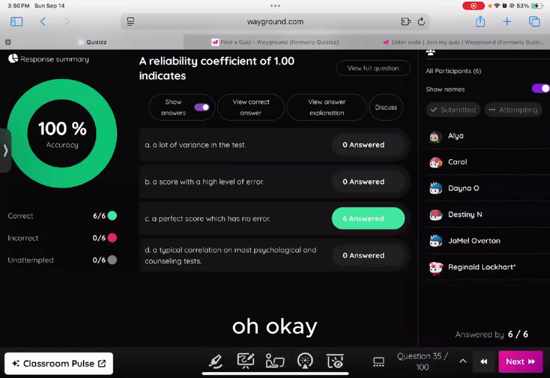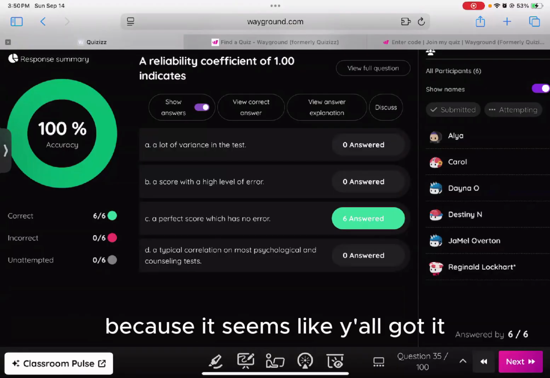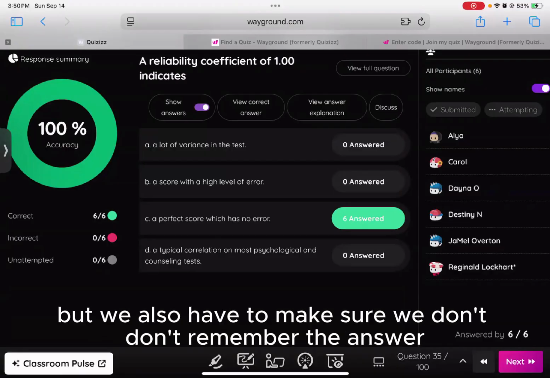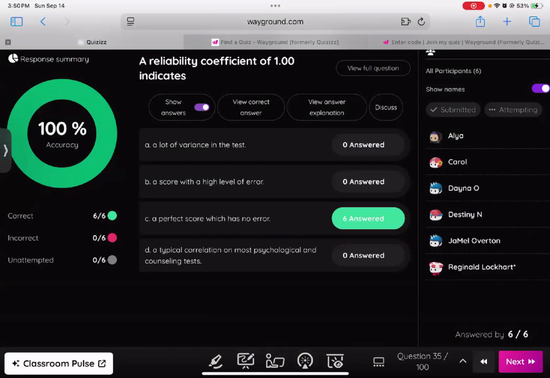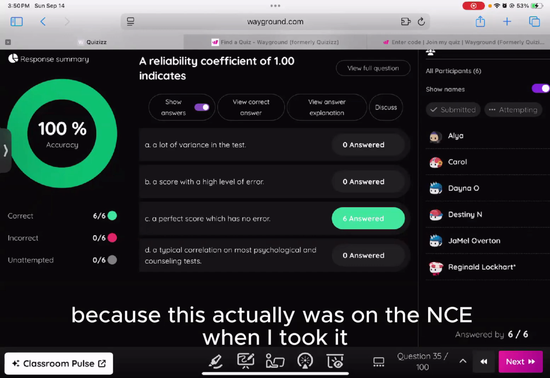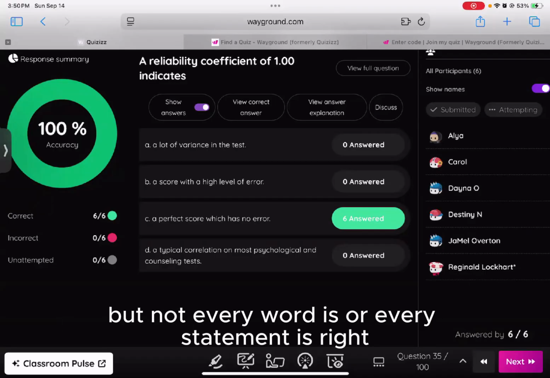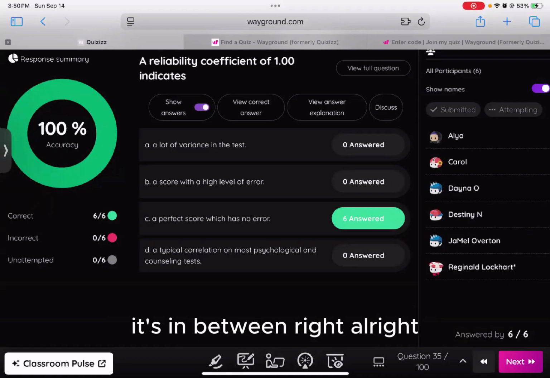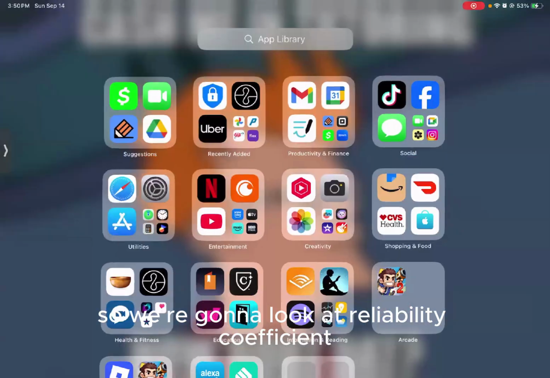Oh, okay. All right. So anybody need me to explain it? Because it seemed like y'all got it. But we also have to make sure we don't just remember the answer, but why. So does anyone need an explanation about reliability coefficient? Yes, can you give me an explanation? This actually was on the NCE when I took it. I was about to tell you, some of them are exact, but not every word or every statement is. It's in between. All right, so we're going to look at reliability coefficient.